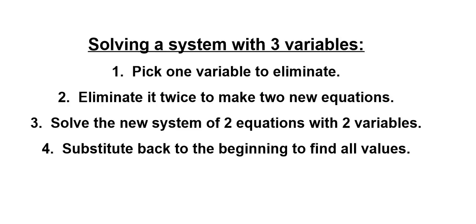Once we do that, we're going to eliminate that variable twice from two different sets of equations, two different pairs of equations. Once we do that, we'll have two new equations that will be a new system that only has two variables in it. So we'll have two equations with two variables at that point, and we'll use the substitution or elimination methods to solve that system of two equations. And then we'll take the answers and substitute back into the beginning to find all of the values for the three variables that we started off with.